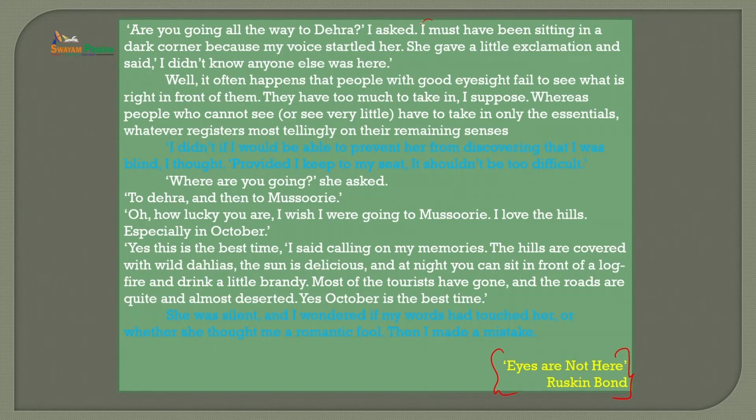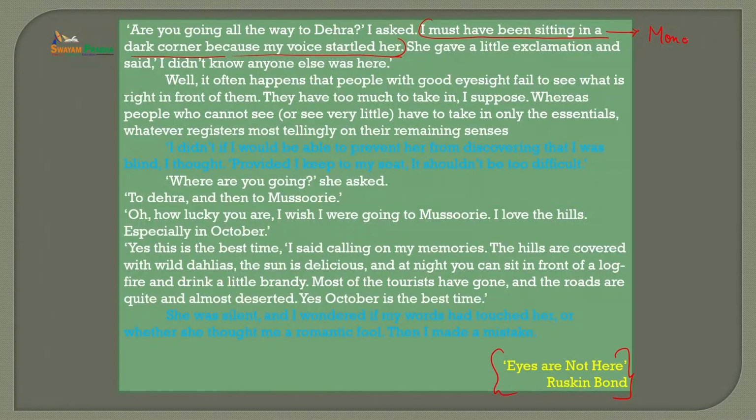Now look at this line. What is that? I must have been sitting in the dark corner because my voice startled her. She got surprised. She gave a little exclamation and said, now look at this particular line only. I must have been sitting in the dark corner because my voice startled her. This is an example of what? I'm leaving it to you. Come on, tell me, my dear learners, what is that? This is an example of monologue.